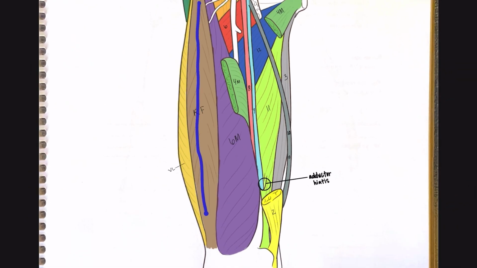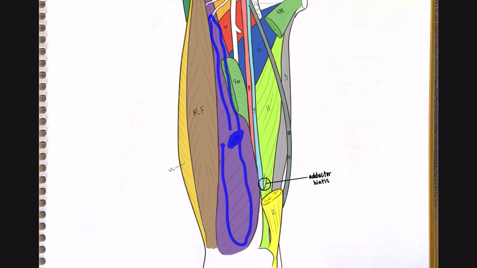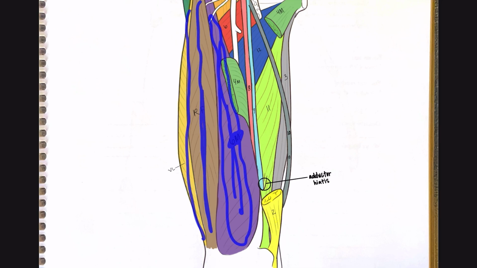This is going to be the red-headed stepchild of the quadriceps. This is rectus femoris. This is going to be your vastus medialis, vastus lateralis, and then you have vastus intermedius sitting right underneath it.